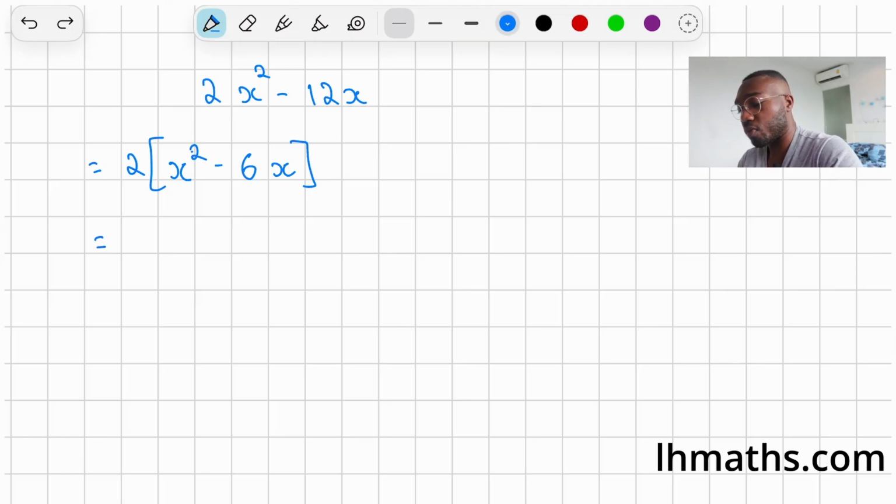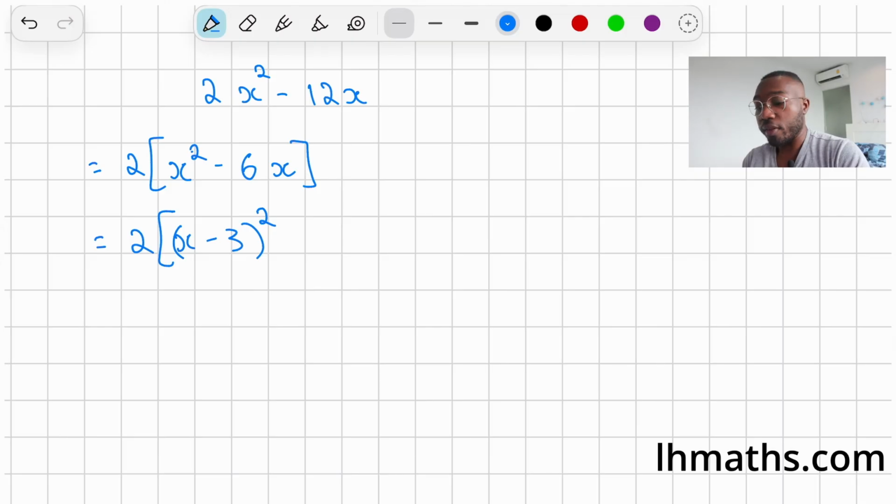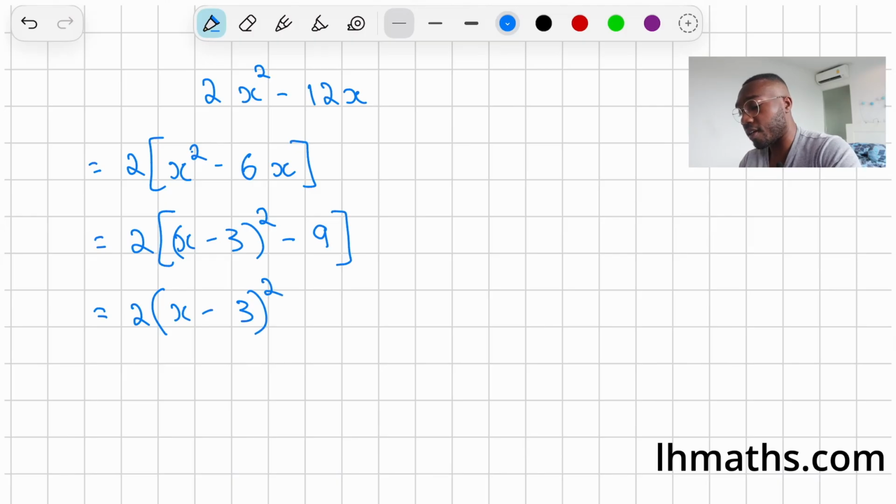So if we do that for this question, we get a 2, and then we would get a x minus 3 squared, and then that -3 times -3 would give us a 9. So we don't want that 9, so therefore it would be like this, okay? We need to minus the 9, but we're not done just yet because we still have this 2 outside the bracket. So now we can times everything by 2. So we get a 2x minus 3 squared, and then 2 times -9, that will give us a minus 18.